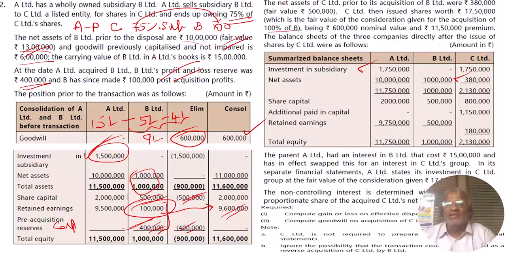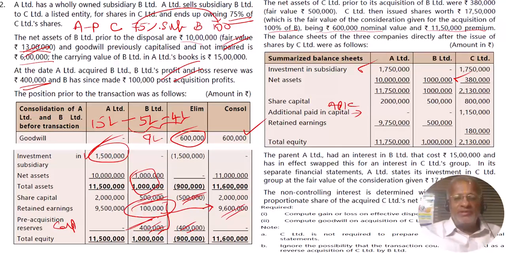Please understand that C Limited, upon taking over 100% of B Limited plus its own net assets, all that put together, they have brought a value of 17 lakhs and 50,000, and 17 lakhs and 50,000 is how it is getting discharged: 6 lakhs in the form of nominal value, and 11 lakhs 50,000 in the form of additional paid in capital. This particular problem seems to be picked up from US GAAP, where they call security premium by the name additional paid in capital, or APIC. So APIC means additional paid in capital, which represents the security premium.